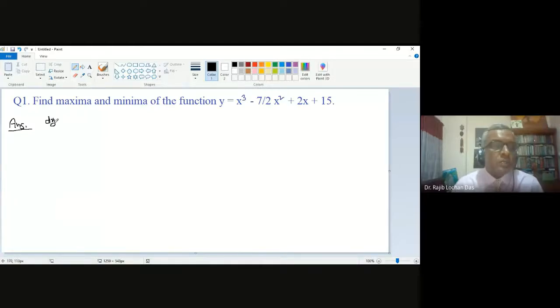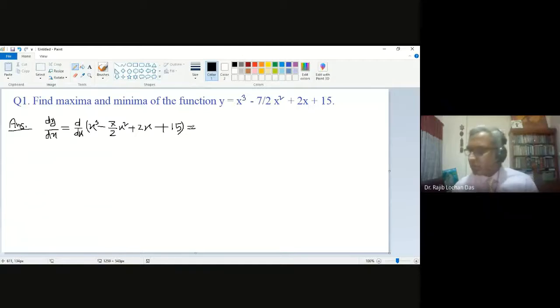So you will find dy/dx. That means you will do d/dx of the given equation. So d/dx of x cube minus 7 by 2 x square plus 2x plus 15. This is the question given, and I'm not going to show you step by step because it is a very simple thing everyone should know. So what will be the answer?